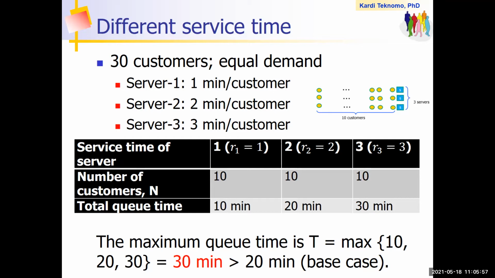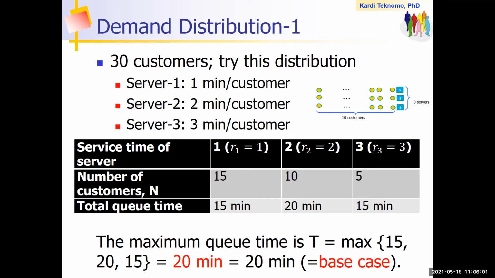So let's try another way. Manually we change it. How about like this? I'm just trying. So let's try 15, 10, and 5: 15 in server 1, 10 in server 2, 5 in server 3.